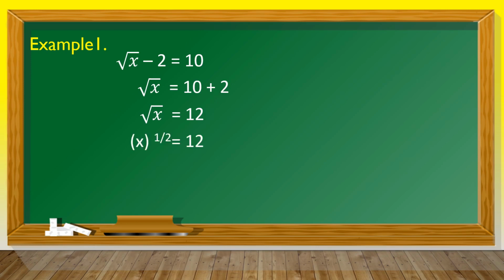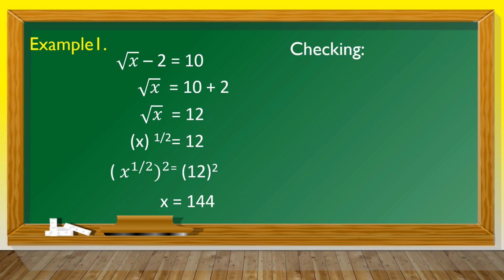How do we eliminate the exponent 1/2? So we have to square both sides of the equation. So magiging x raised to 1/2 raised to 2 equals 12 squared. Then x raised to 1/2 raised to 2 equals x, and 12 raised to 2 equals 144.